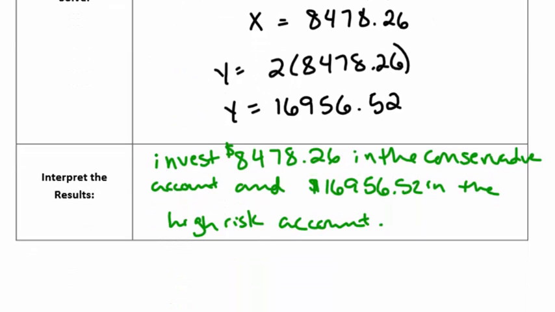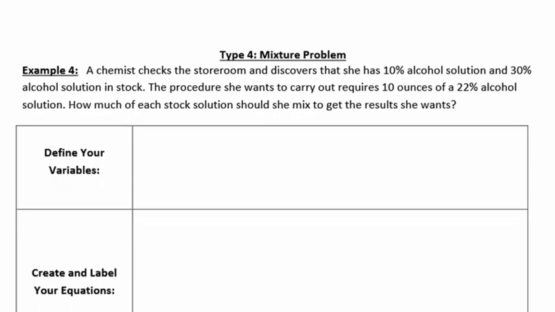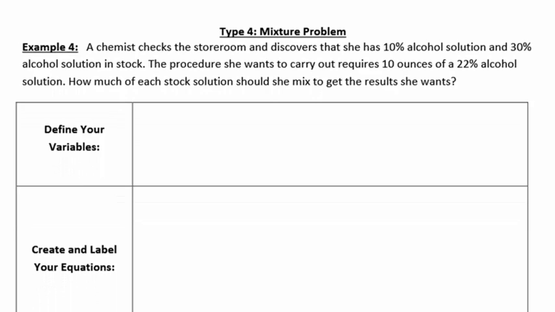Let's check out the last problem. Example 4 is a mixture problem. In this case, it's a mixture of two solutions. One of them is a 10% alcohol solution, the other is a 30% alcohol solution. So these are the things we have on hand, and we're going to mix them to achieve a 22% alcohol solution. We want to know how much of each do we need to get 10 ounces of solution.